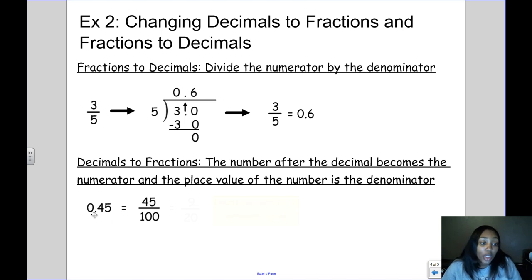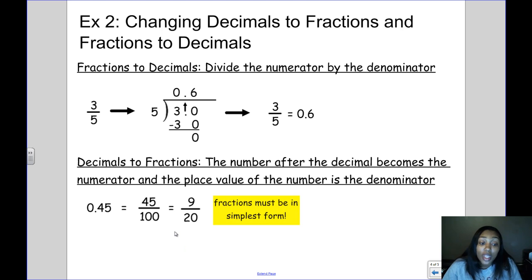Or you can look at it this way: after the decimal is the number 45, so that's going to be my numerator. And this number is in the hundredths place, so that means my denominator would have to be 100. And then you want to simplify. You always want to make sure that your fractions are in simplest form. So this simplified would be 9 over 20.